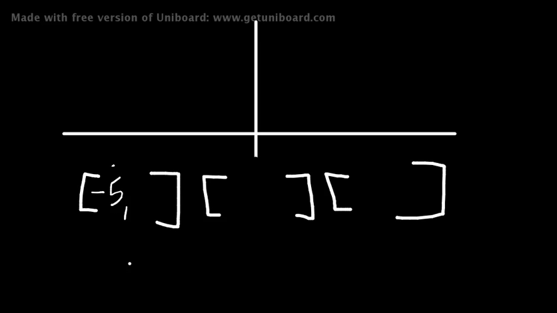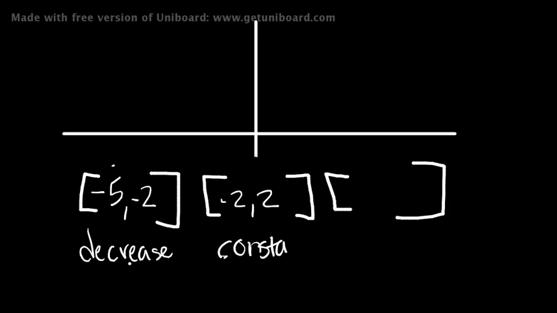-5 to -2, I want you to decrease. From -2 to 2, I want you to be constant. Constant. I have beautiful handwriting, don't I? And then from 2 to 5, decrease once again.